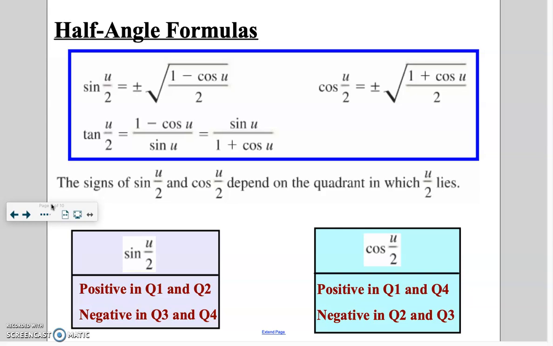What we need to do is look at the targeted angle. Not the one that we're pulling off of the unit circle, but the targeted angle. So like I said before, if we're using 15 degrees, for instance, or here in a little bit, we're going to do an example with 105 degrees.